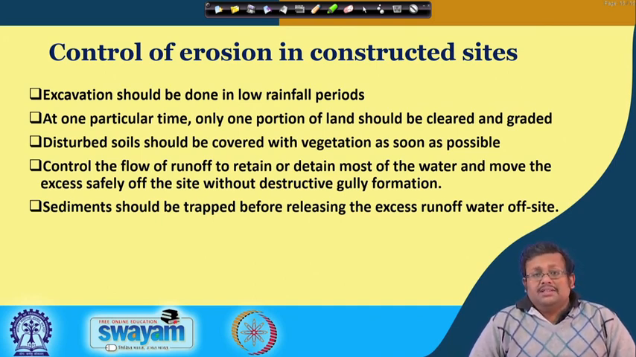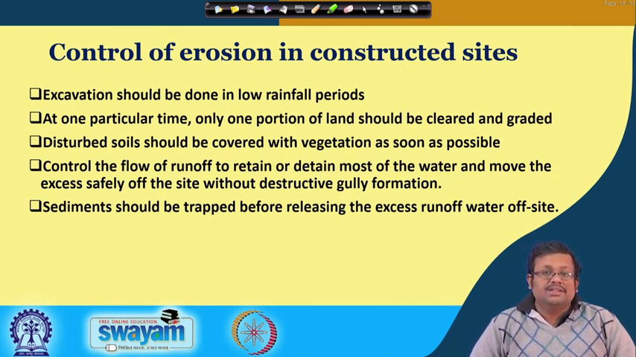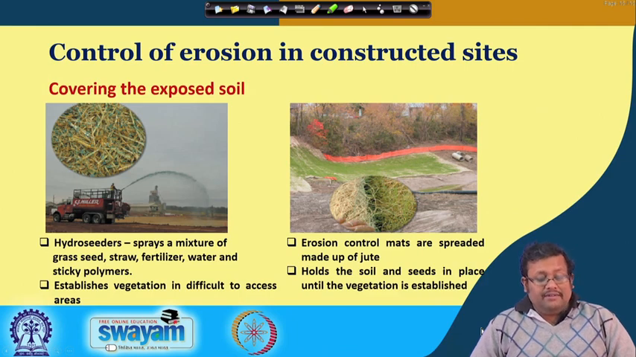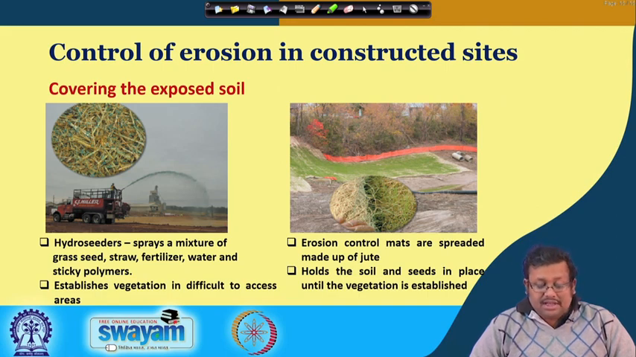In the last lecture we talked about the control of erosion in constructed sites, and we talked about 5 different ways to control soil erosion at constructed sites. So let us see different ways to control soil erosion in constructed sites. These practices are generally performed in advanced developed countries, and nowadays some of these practices have also started in Indian conditions. So let us start with covering the exposed soil.